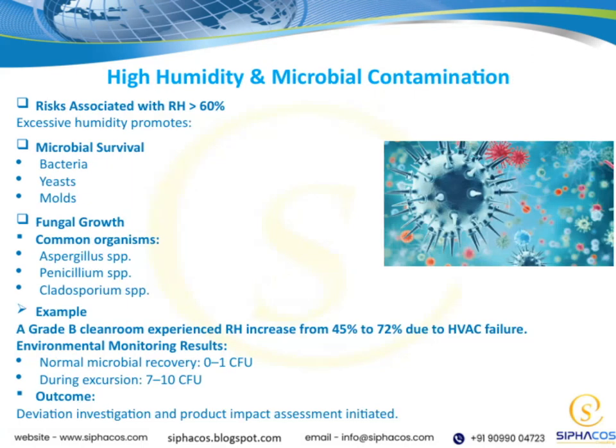Let's talk about what happens when relative humidity climbs above 60%. High humidity creates a perfect environment for microbes to thrive. Bacteria, yeasts, and molds all find it easier to survive and multiply. Fungal growth becomes a real concern, with common culprits like Aspergillus, Penicillium, and Cladosporium species taking hold. For example, one cleanroom saw humidity jump from 45 to 72% after an HVAC failure. Microbial counts rose sharply, triggering a full investigation and assessment of product safety. This shows just how critical humidity control really is.